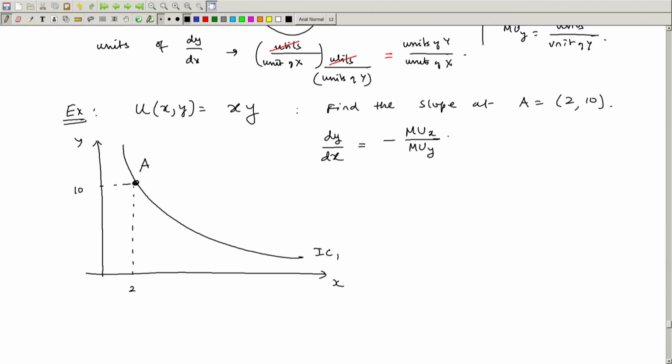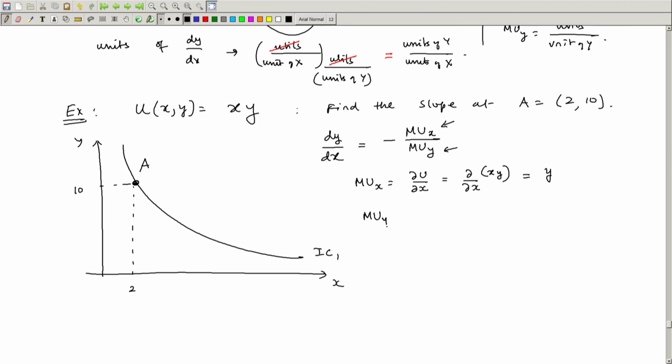So, all I need to do is compute what MUx is and what MUy is. So, let us compute MUx. Recall, MUx is delta u divided by delta x, which for small changes in x can be approximated to del u del x. So, I can take the derivative of the utility function with respect to x, where y is kept as a constant. So, this is del x of x times y, and here y is a constant, so I can pull the y out, times the derivative of x with respect to x, which is going to give me 1.